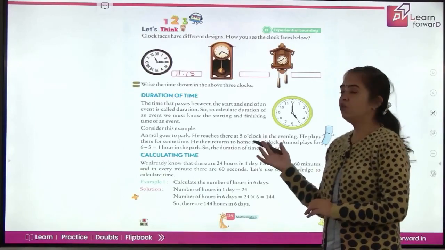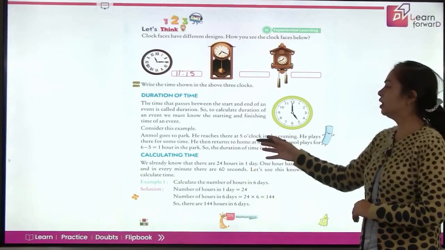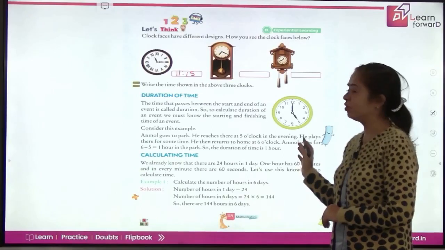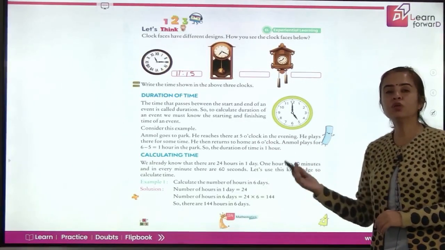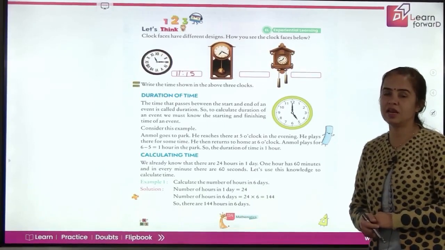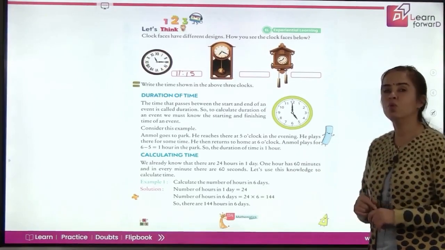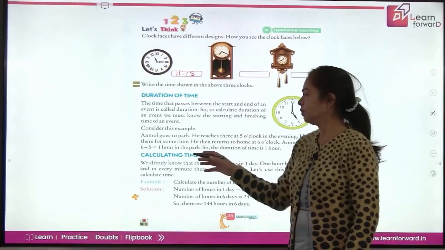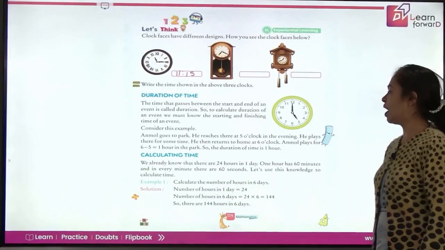Now, if you have an example, Anmol goes to the park. He reaches there at 5 o'clock and then he plays there for some time, of course, and then returns home at 6 o'clock. So what do you think, how much time does he play there? For how long is he there at the park? For 6 minus 5, that means for 1 hour. So that is his playing duration. Now, how do you calculate time? We already know that there are 24 hours in one day.